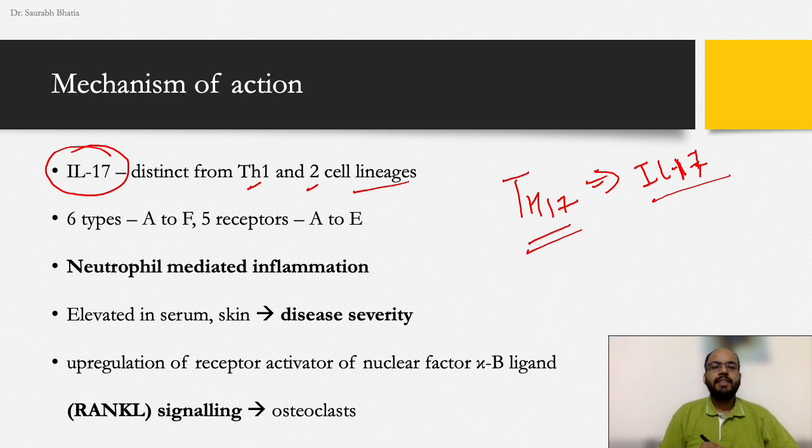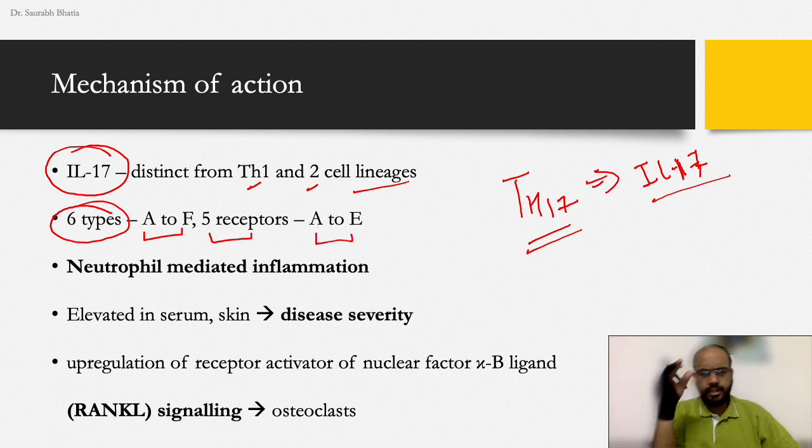Now, the interleukin-17 family has 6 types of interleukins ranging from A to F. There are 5 kinds of receptors ranging from A to E. Okay, so let's not confuse ourselves. There are 6 types of interleukin-17, interleukin-17 A, B, C, D, E, F, and there are 5 different receptors for interleukin-17 ranging from A to E. Clear about it?